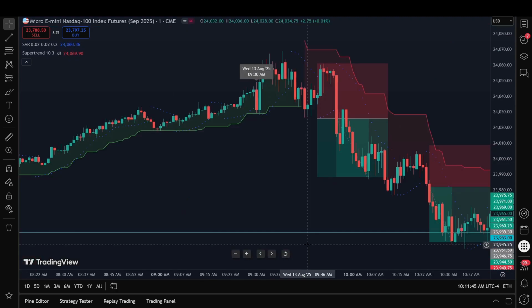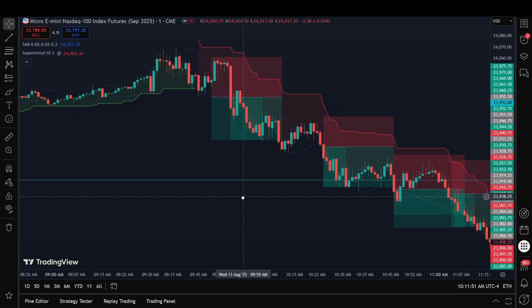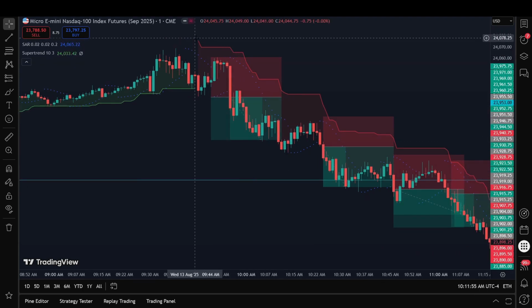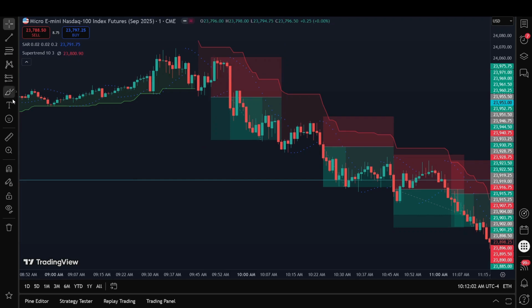All right, another reversal at around 9:45, something like that. So the super trend changes, turns down, and we got the signal right there, 35 points.